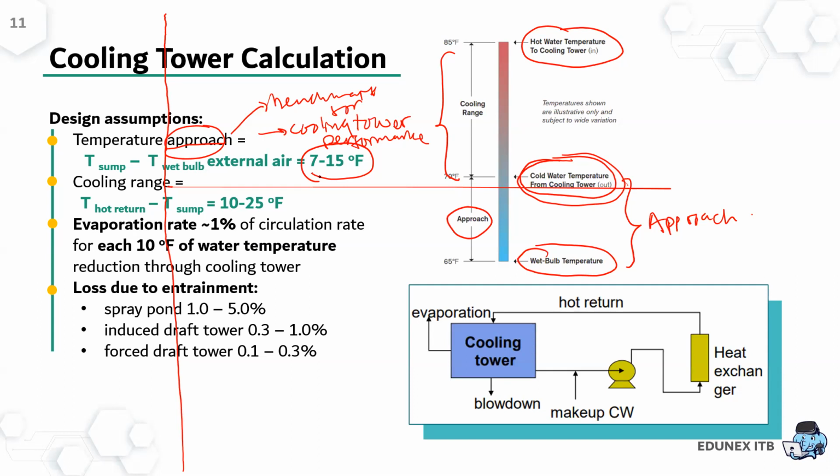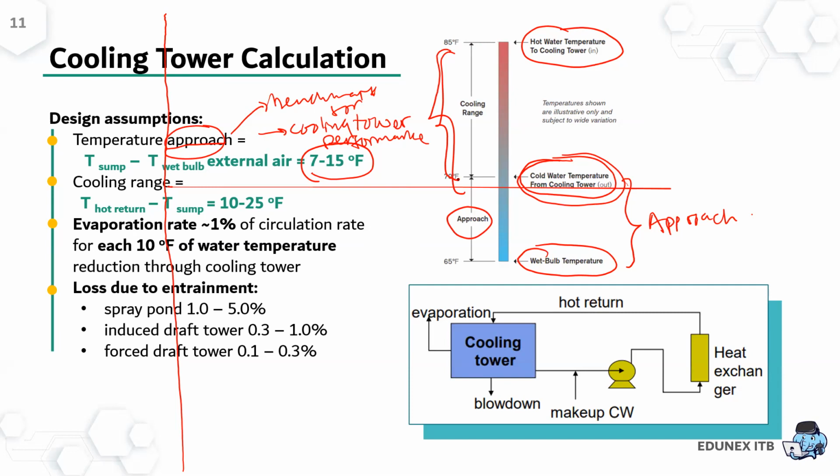Okay, so another indicator of the cooling tower efficiency is called the cooling range. There is a common misconception here: it is the difference between the hot water temperature and the cold water temperature, as you can see here. So it is actually influenced by the cooling tower performance as well.